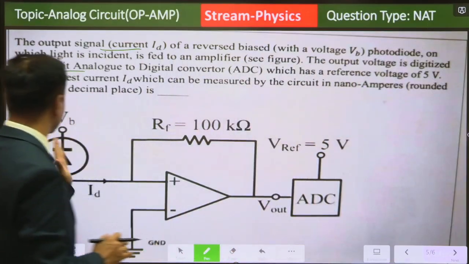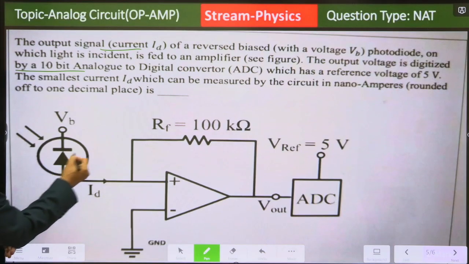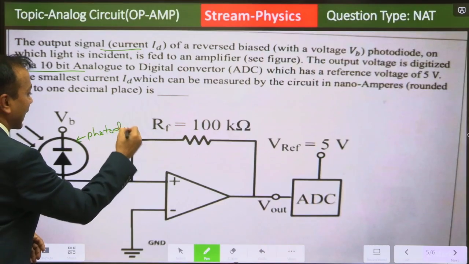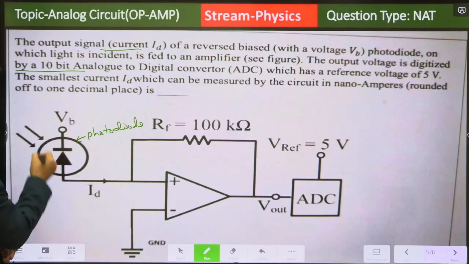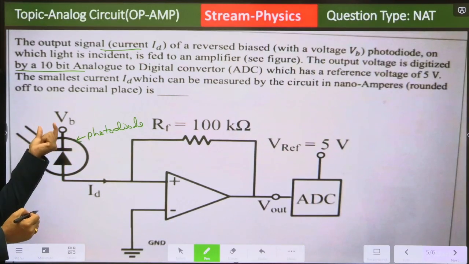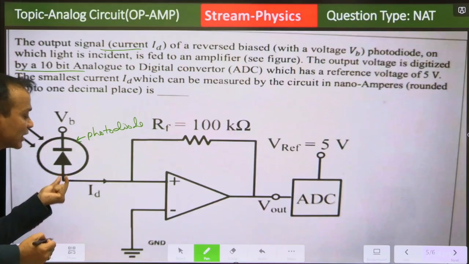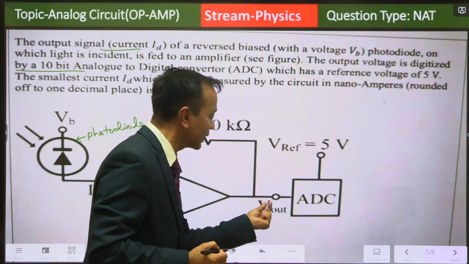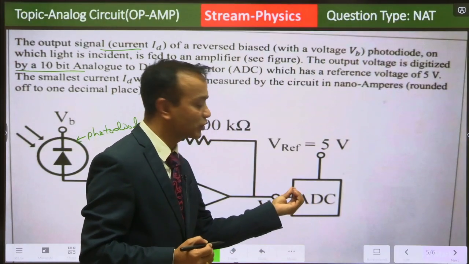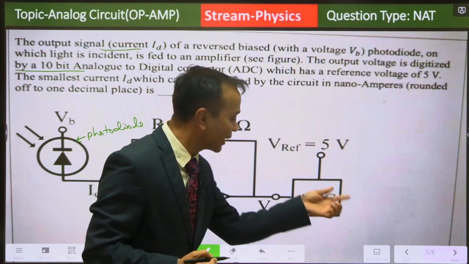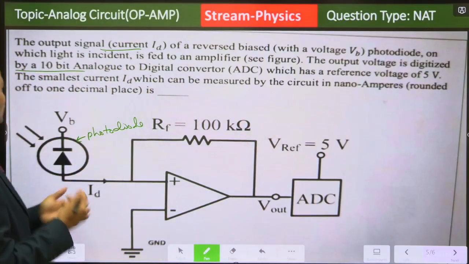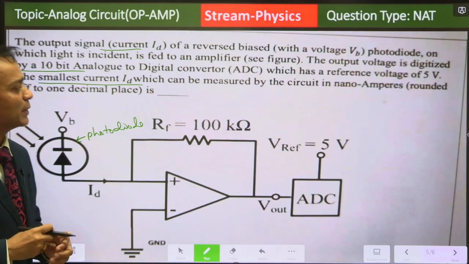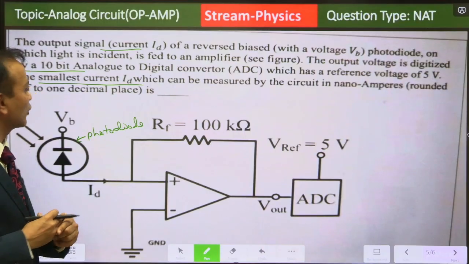Now if you see this figure, this is the photodiode. As light is incident on this photodiode, it is reverse biased, so corresponding to that light intensity, a corresponding current will flow through it, and that is converted here into voltage. That voltage will then be changed into digital format by this ADC. So in this question, what they have asked is the smallest current I_D which can be measured by the circuit, in nanoamperes.